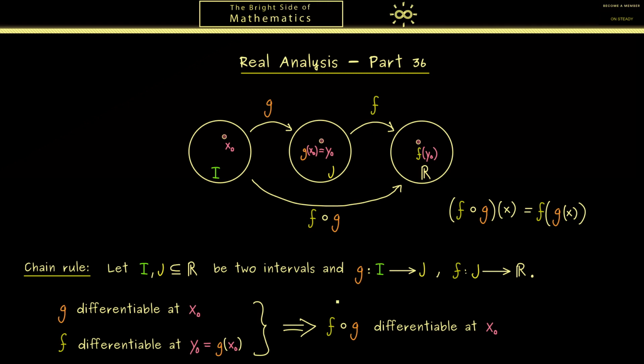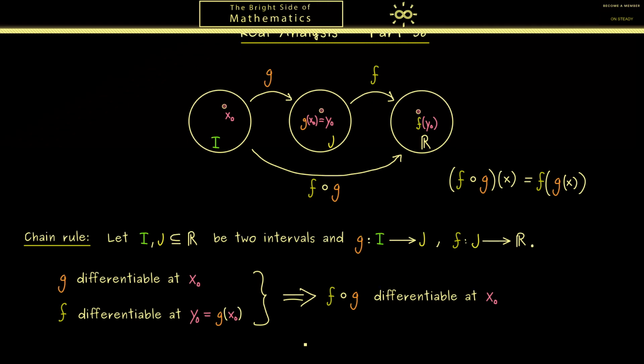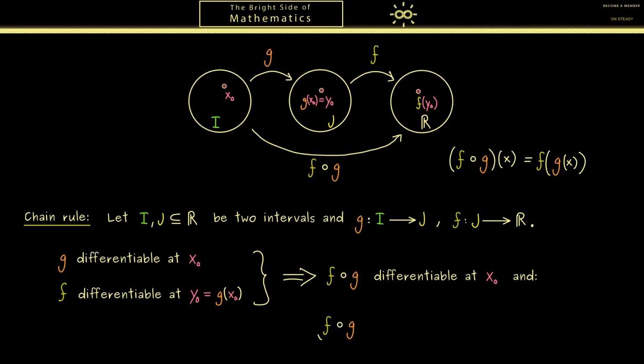In fact, we know even more, we also know how to calculate the derivative. So (f after g)' at x0 is given by f'(y0), which is the same as g(x0), times g'(x0). So the derivative of the outer function f gets multiplied by the derivative of the inner function g. Indeed, this is one of the most important rules we have in calculus, simply because we often have such combinations of functions.